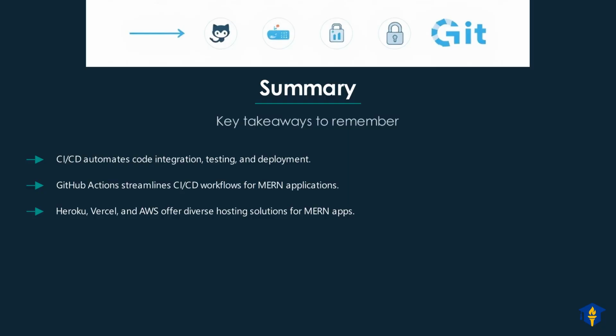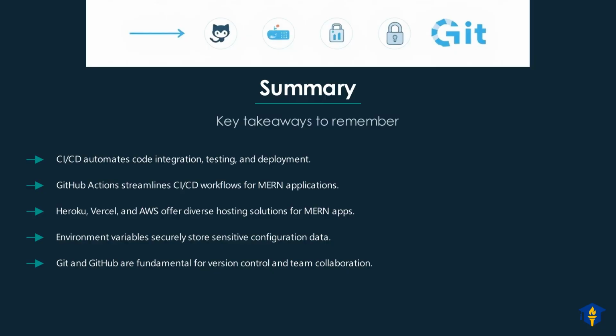Heroku, Vercel, and AWS provide diverse hosting solutions tailored for various MERN app requirements. Environment variables are essential for securely storing sensitive configuration data, promoting security and flexibility. Git and GitHub are fundamental tools for version control and effective team collaboration on projects.